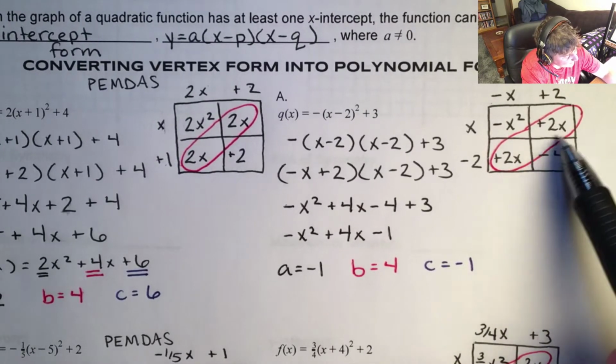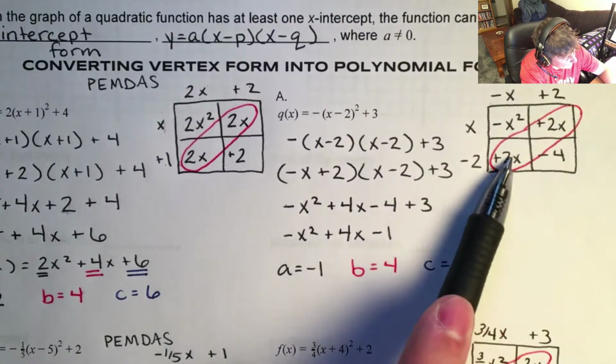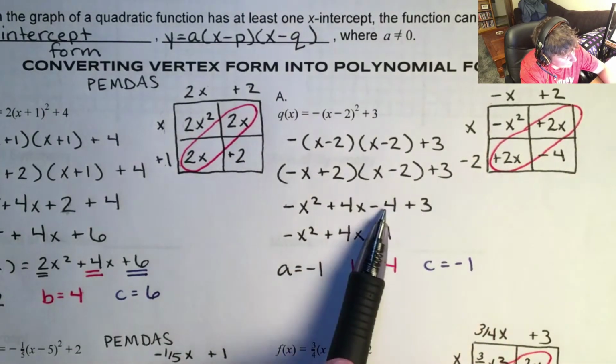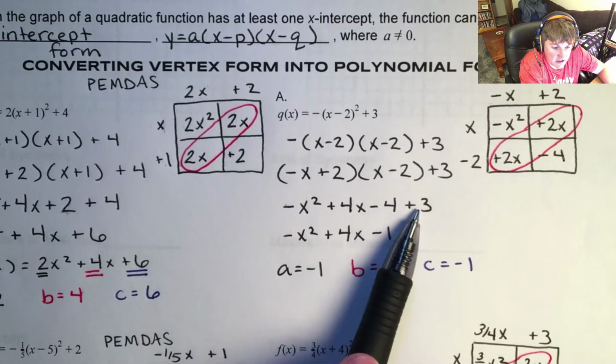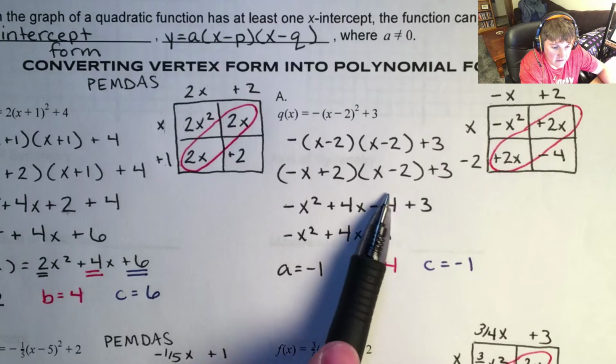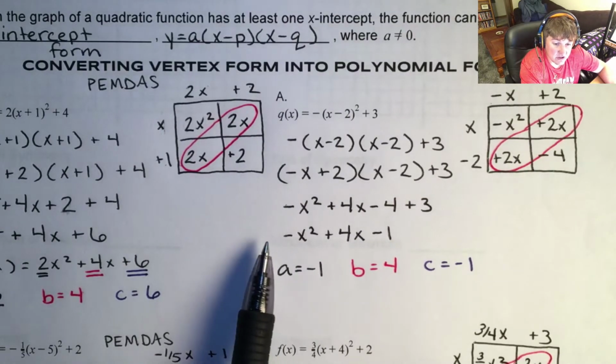These will combine into 4. So here I get negative x squared plus 4x minus 4. And then plus 3, this 3 here that's been brought down. Then I combine here. There's one more negative in this 4 than there's positive in this 3, so this is negative 1.